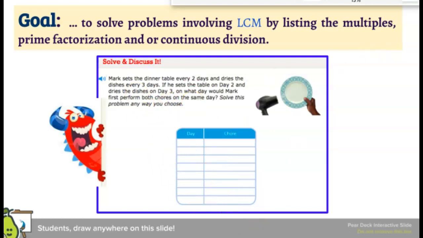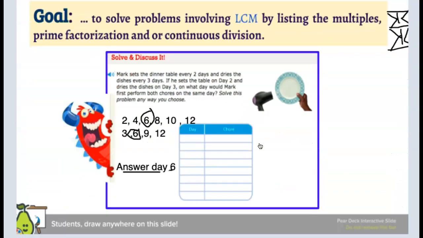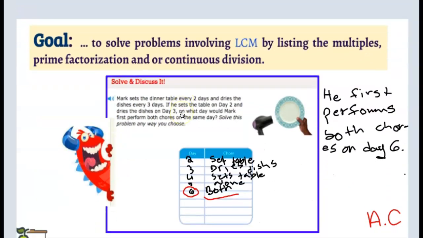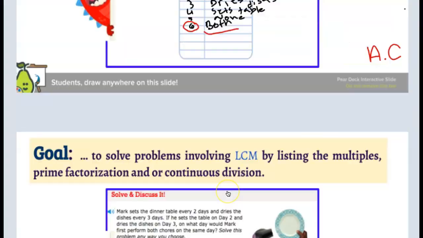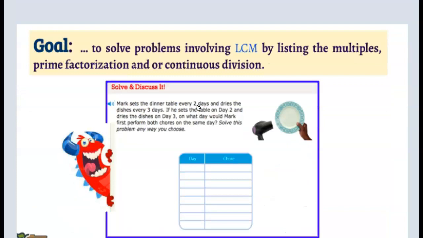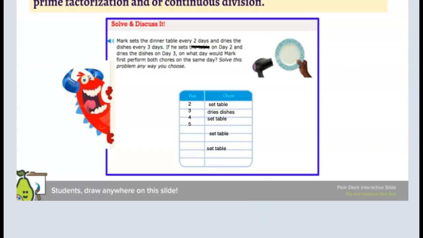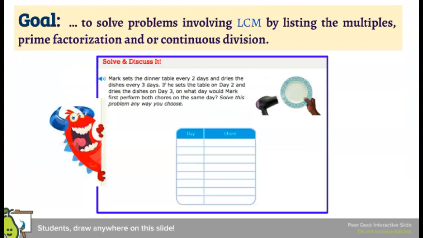So with your work in responses over here, you guys did the multiples of 2 and multiples of 3, and we know that on day 6 he's going to be doing both the job. So on day 6, it was asked that you do whatever way you'd like to do it. So you guys did it in your way, so that's good. All right, I'm going to look at the answers of the rest later on. Let's go to the next one.